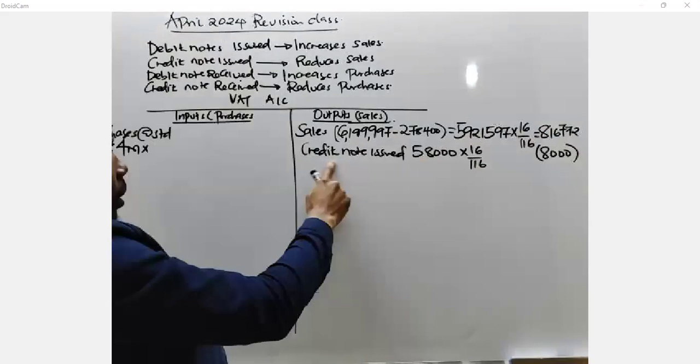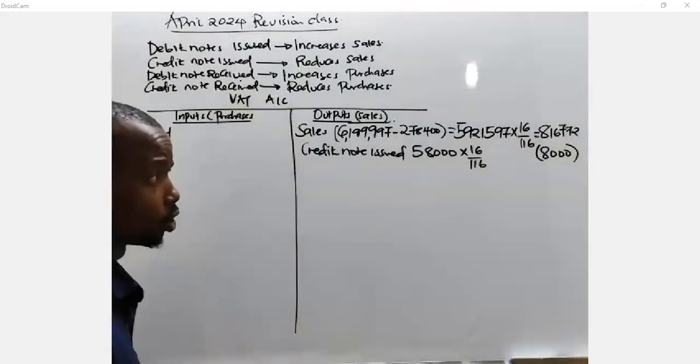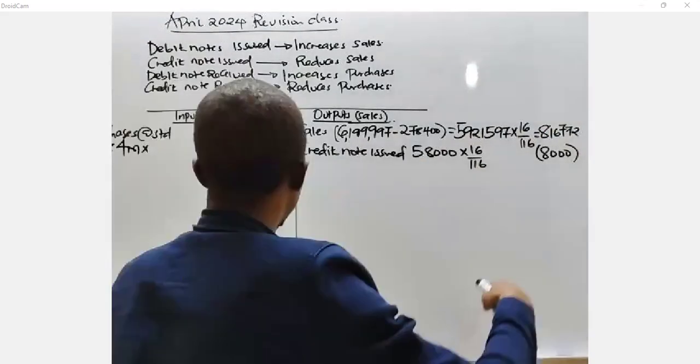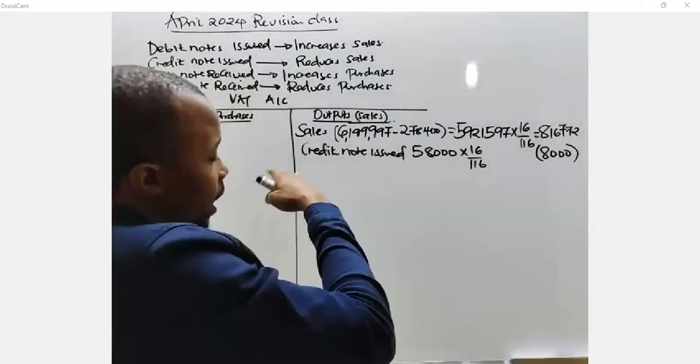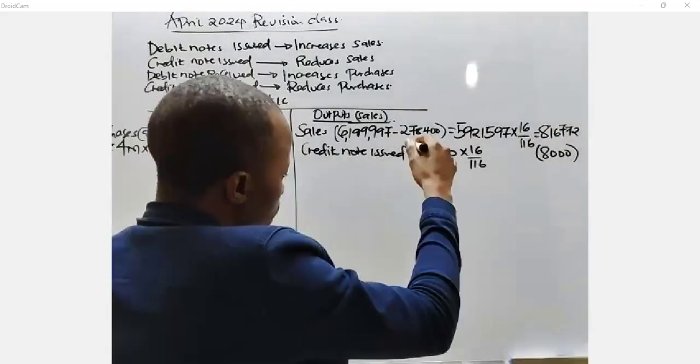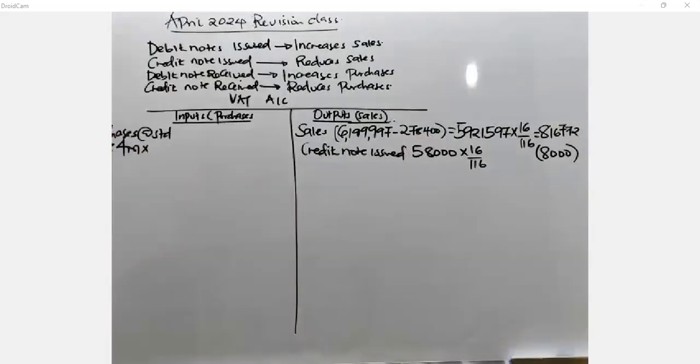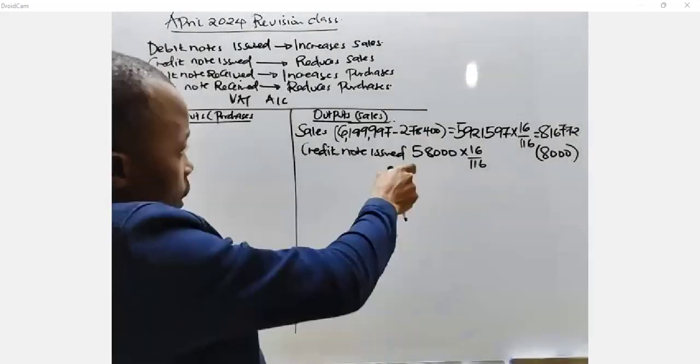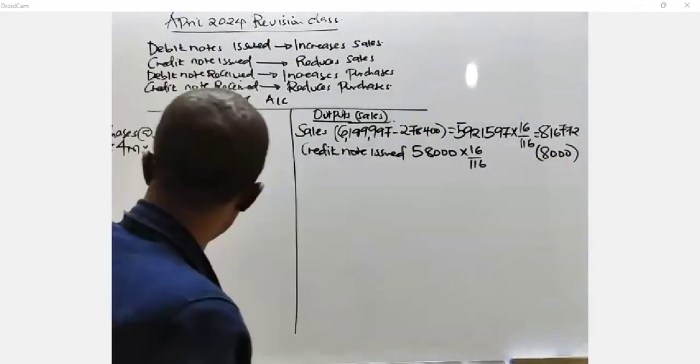Then when it comes to the credit note issued, it is going to be reducing your input, right? So if you are using the other columnar format, you could just be deducting the 15,000 from the value of the VAT. So in this case, you can see it is being reduced there.